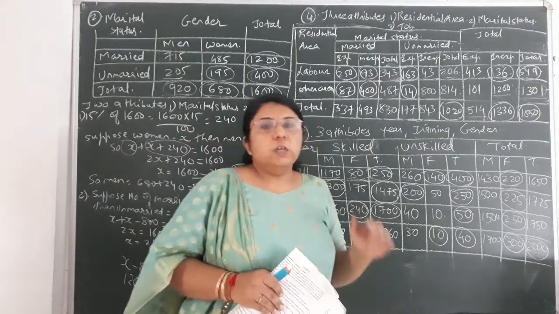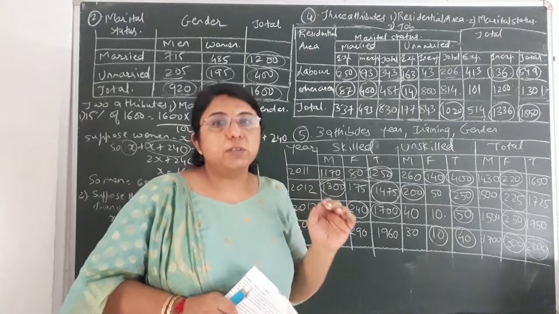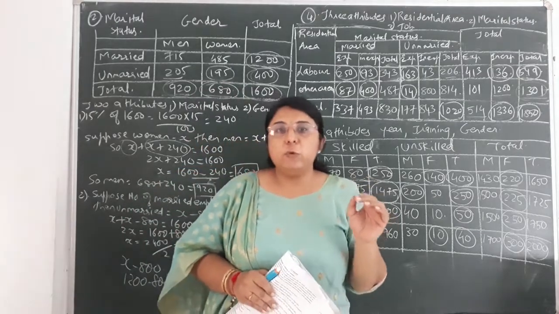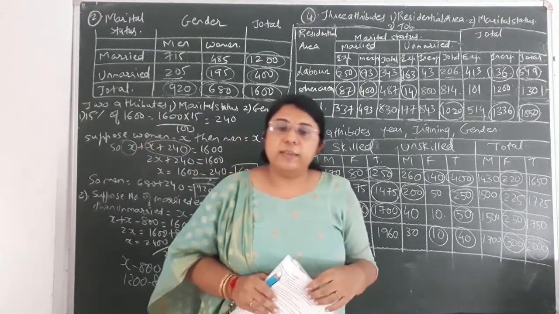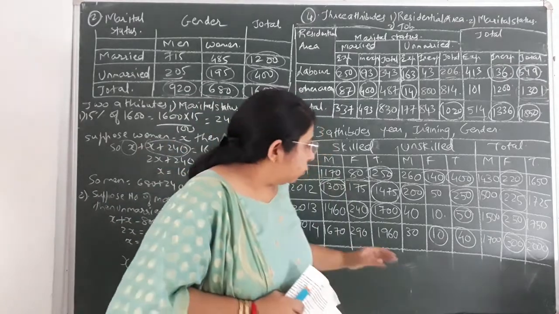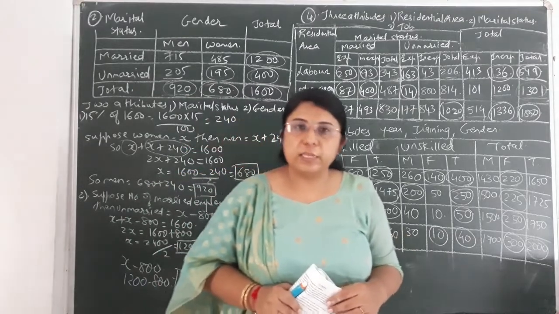So in this way you have to find the remaining data. Already the question would be arranged in such a way, and the missing data would be such that by adding or subtracting you can easily find their values. So I hope students this tabular form of data representation you have easily understood.